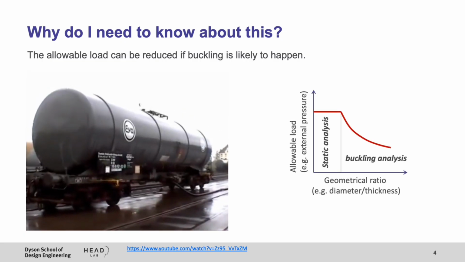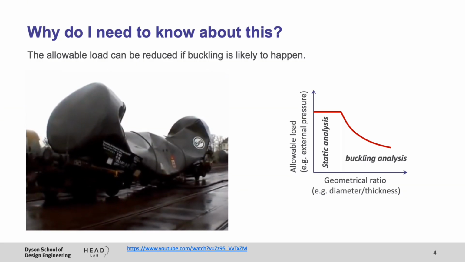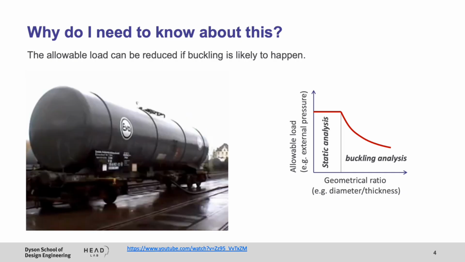So here I have shown a diagram. On the x-axis, I'm showing the geometrical ratio, which in our case, for instance, can be the ratio between diameter and thickness of the tank. And on the y-axis, I've shown the allowable load, which in this problem is the external pressure. So this curve has two regions.